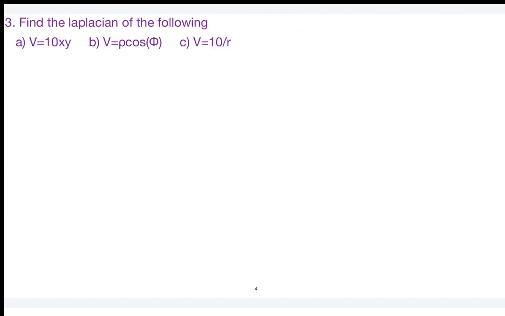Find the Laplacian for the following. The first one is V = 10xy, then V = ρ cos φ, and V = 10/r. So take them one by one.